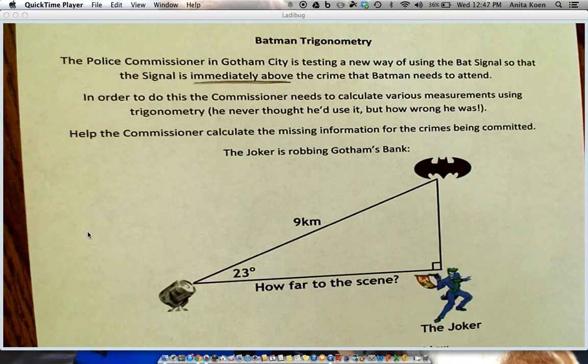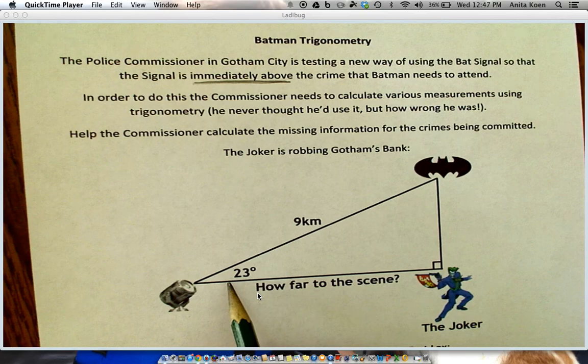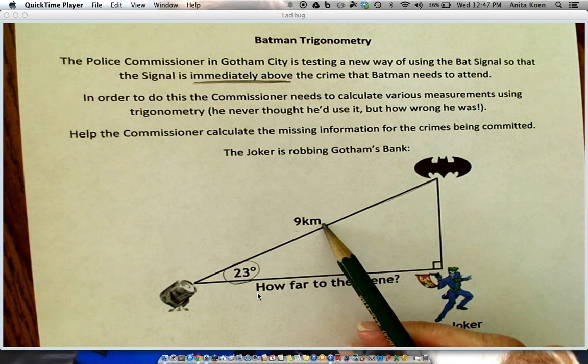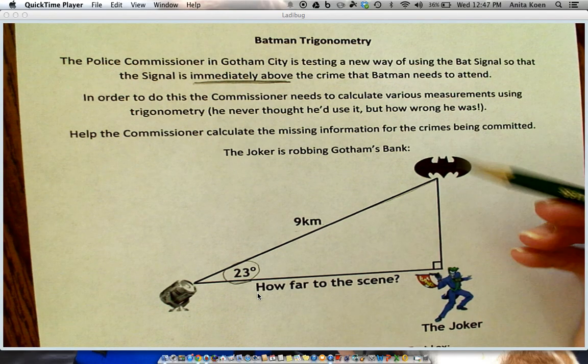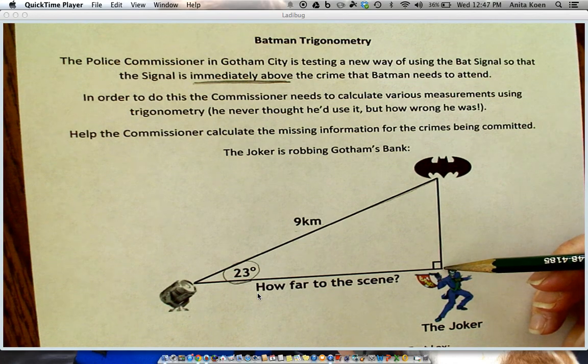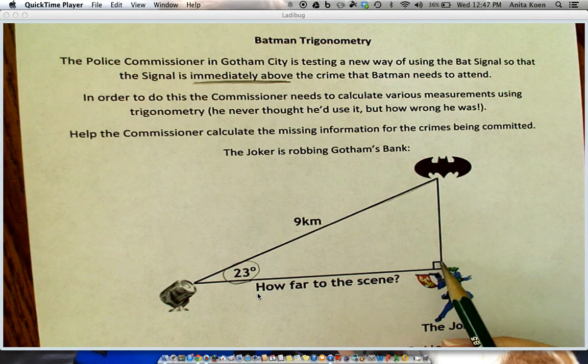First, I see that the commissioner knows the angle of elevation right here. He knows that it is 23 degrees. He also knows how far the bat signal will project into the sky, this distance right here of 9 kilometers. That is immediately above the crime scene, so that means this is going to create a right angle.